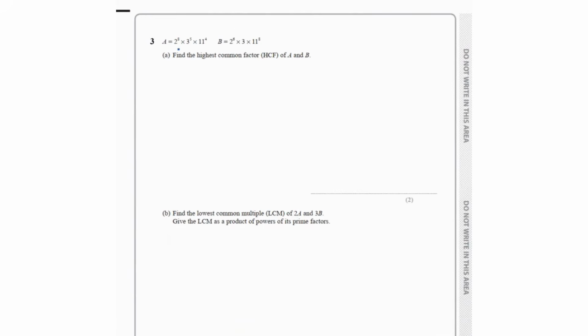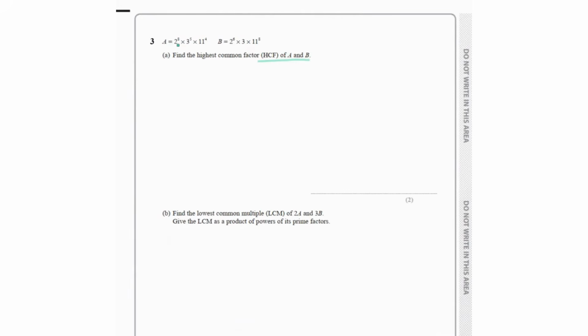So they've given us A, which is 2 to the power of 8 times 3 to the power of 5 times 11 to the power of 4. B is 2 to the power of 6 times 3 times 11 to the power of 8. We have to find the HCF, highest common factor. So for HCF, what you will do is you will see which numbers are common between A and B.